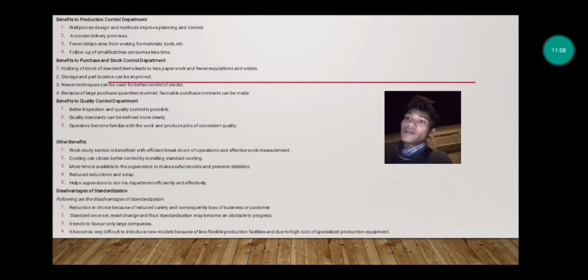Benefit of quality control department: better inspection and quality control possible. Quality standard can be defined more clearly. Operators become familiar with the work and produce jobs of consistent quality.